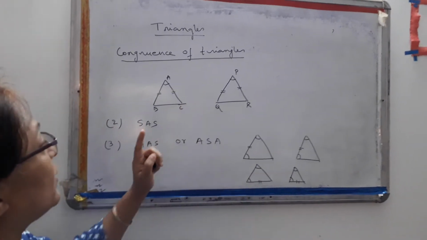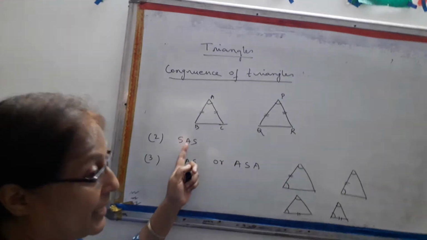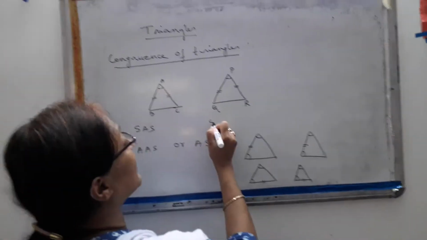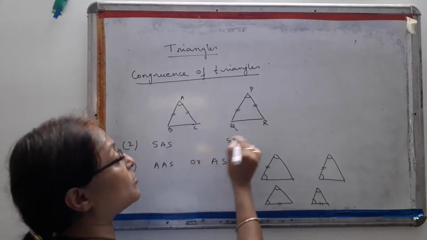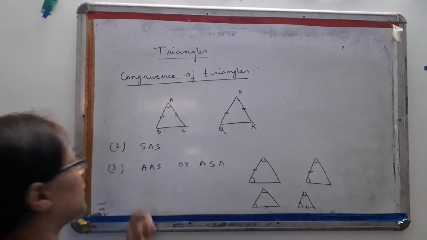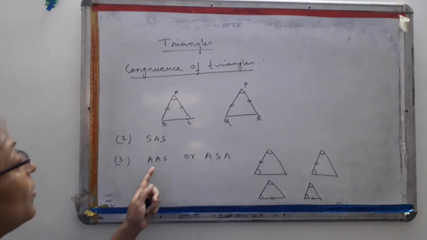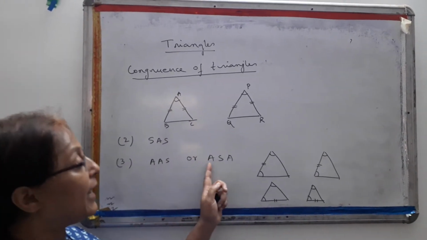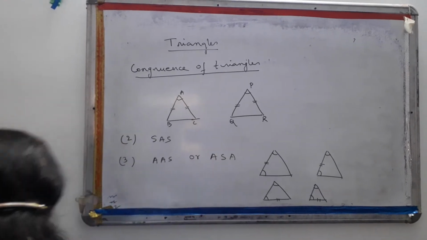But in the other case, there is only one condition, that is SAS. It is not correct to write SSA. We can't write it, it is wrong. So here in this condition, always SAS. But for two angles and one side, we can write angle, angle, side also, and angle, side, angle. So these are the three conditions.